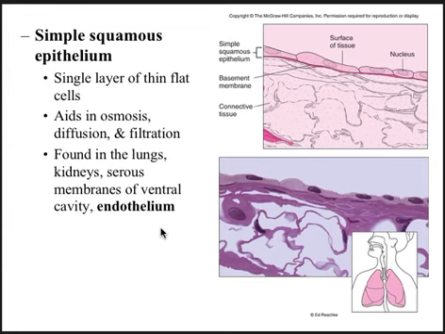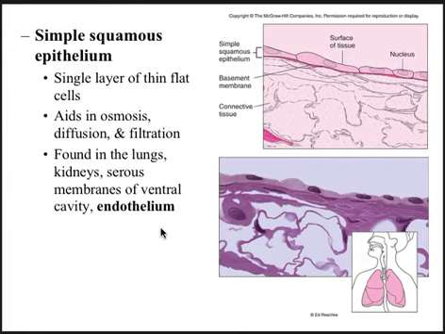Because they're not terribly thick, it's relatively easy, provided the membrane permits it, for substances to move through this very thin tissue layer from one place to another. They're found in the lungs, the kidneys, and the serous membranes of the ventral cavity. Remember that that's the thoracic and the abdominopelvic cavity.